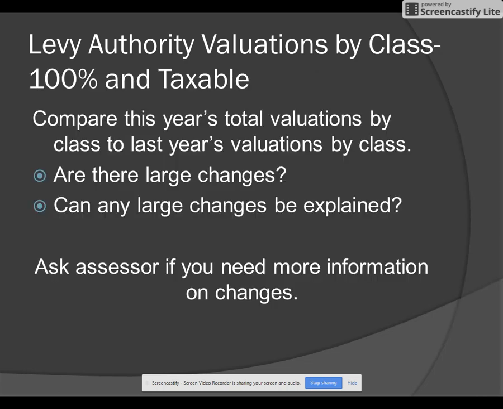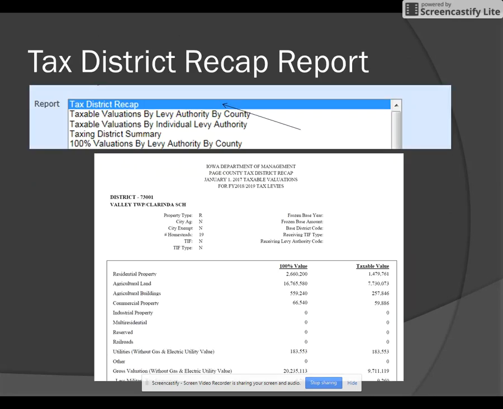So again, when we look at levy authority valuations by class, 100% and taxable, compare this year's total valuations by class to last year's valuations by class. Are there large changes? Can they be explained? If something looks odd, please communicate with your assessor. You might need more information on some large change in value that maybe you were not aware of, that sort of thing. So please review those and question anything that looks a little bit different or off.